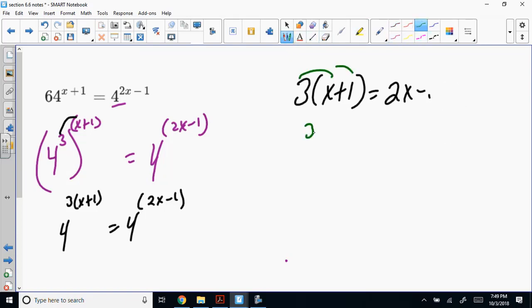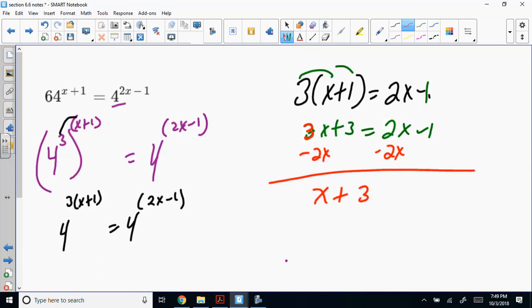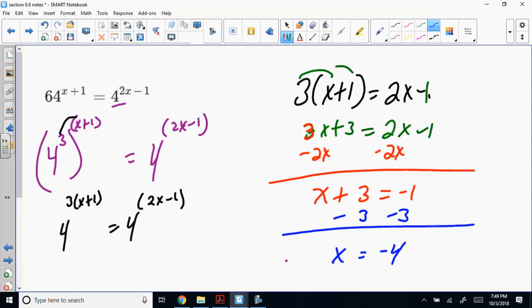Now I can distribute. And solve it. x is negative 4, right? Now, how do you know if that x is negative 4 is correct? You can plug it back in. Left side should equal the, after you get done raising it to the power, right? Whatever it said to go to, right?